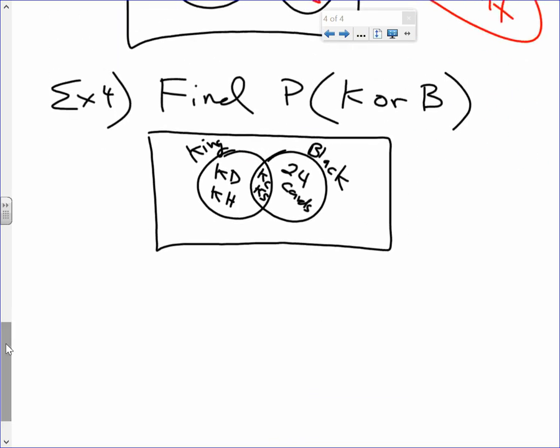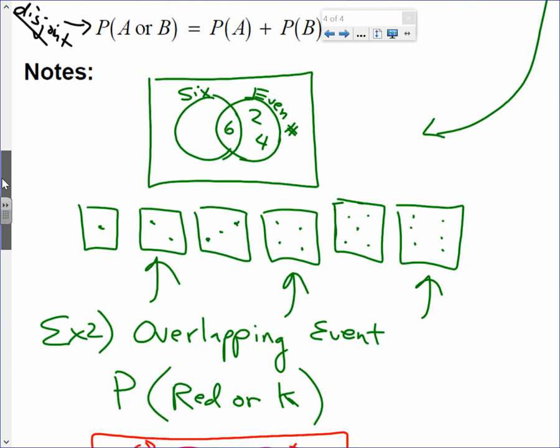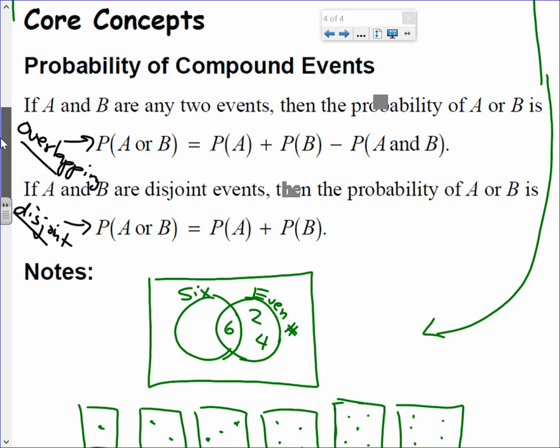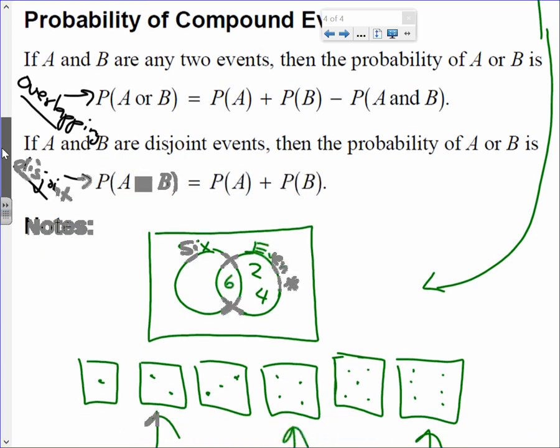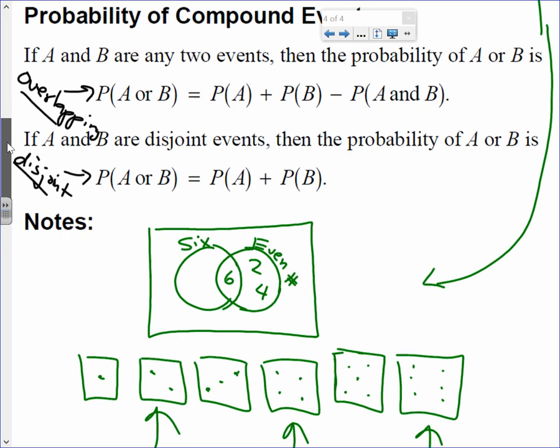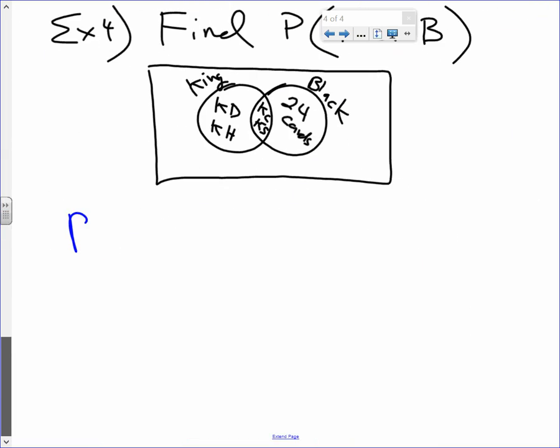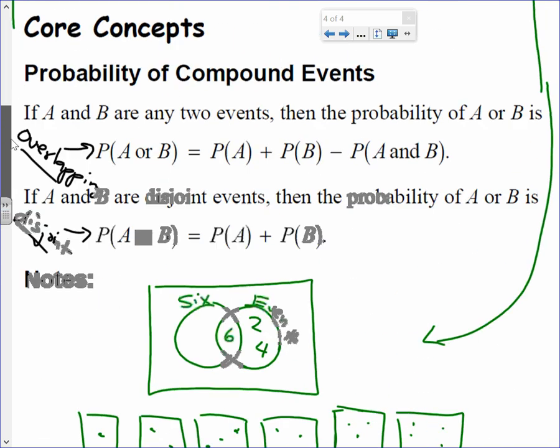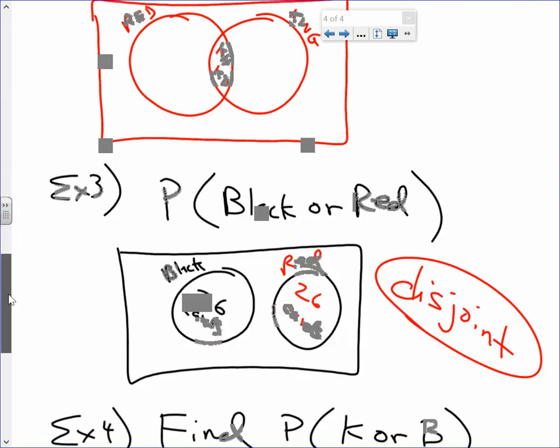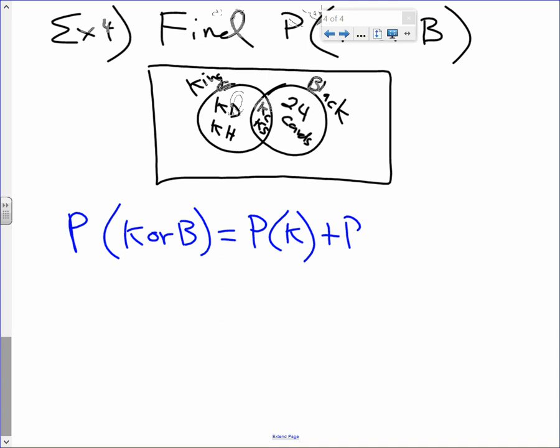Watch this. A or B. Instead of A or B, I got king or black. So I'm going to follow this formula right here. Okay, so the probability of king or black. Write it with me. The probability of king or black will equal the probability of a king, whatever that is. Is that a times or a plus? Let's see. Oh, it's a plus. Look at that. Not times anymore. Plus the probability of a black.